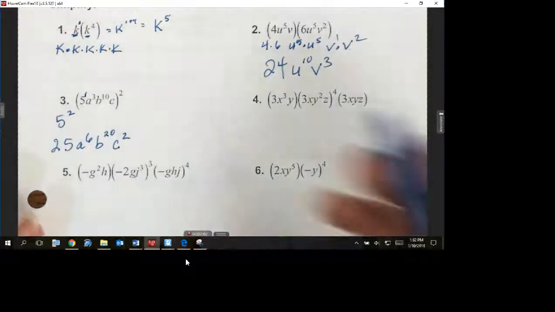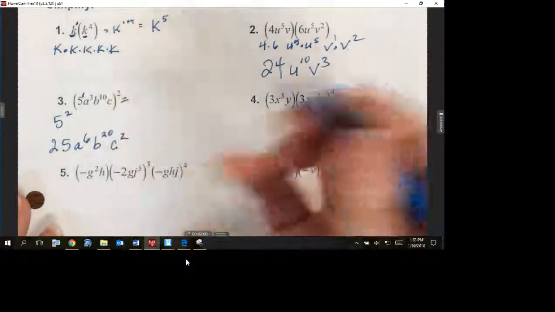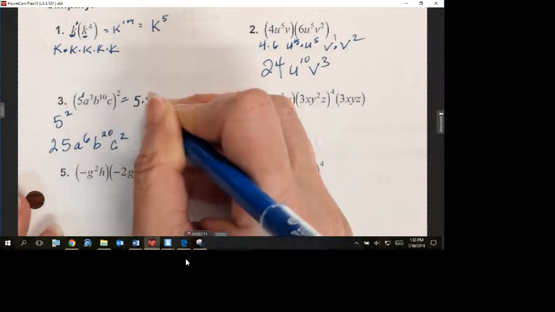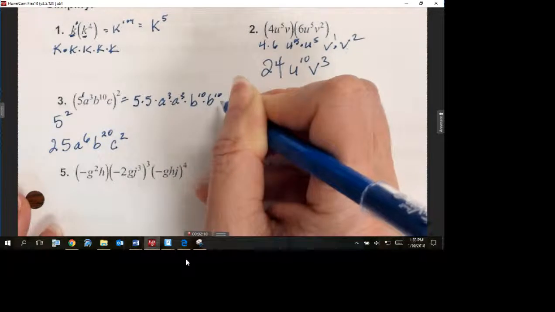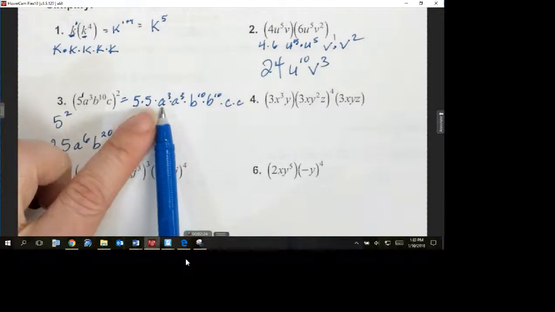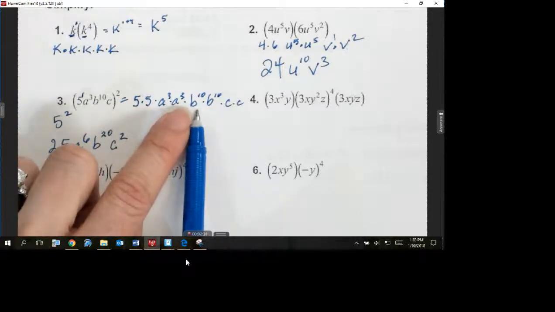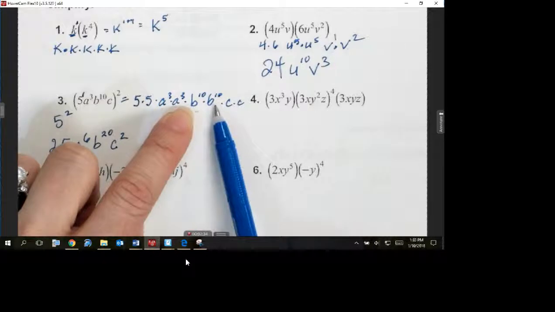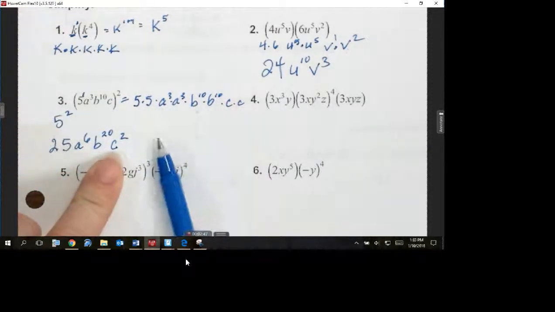Another way you could think about this one, if remembering the multiplication of the exponents is not something easy for you, squared means write it twice. You could write 5 times 5, a cubed times a cubed, b to the 10th times b to the 10th, and c times c. You could expand it all out. And you could expand it even further if you want. You could write a times a times a times a times a, that's a to the 6th. You could write out b times b times b 10 times, and another 10 times. Hopefully before then you realize there is 20 of them, not 100, not just 12. And then c times c is c to the 2nd.